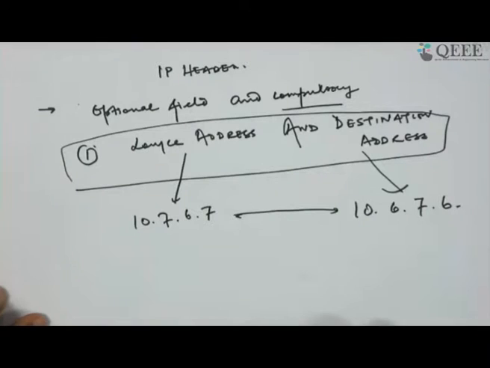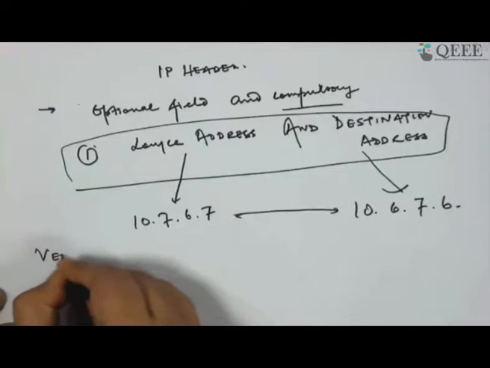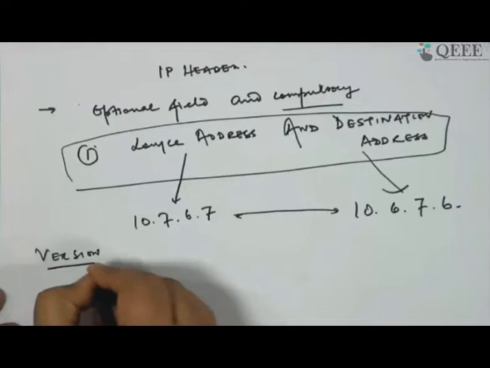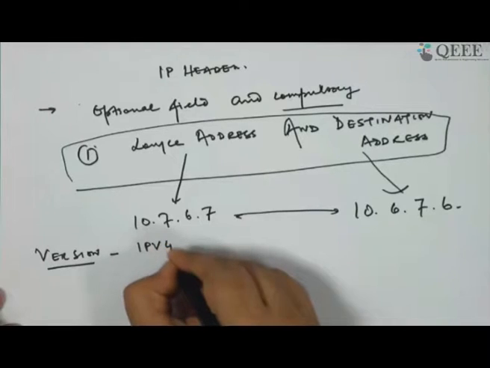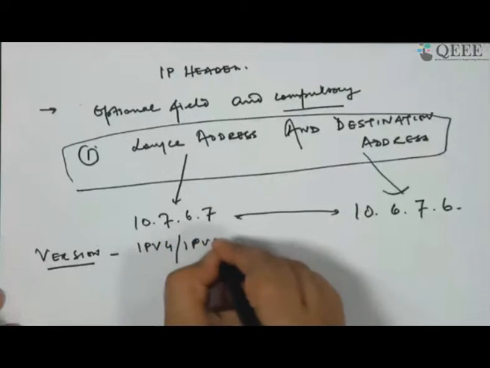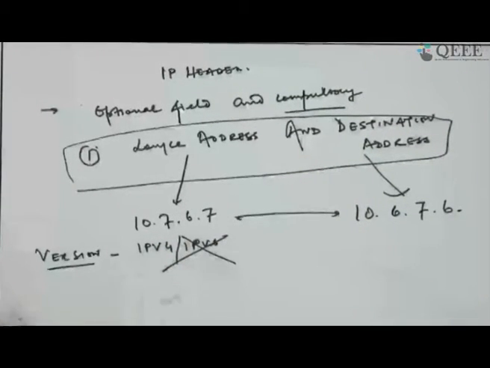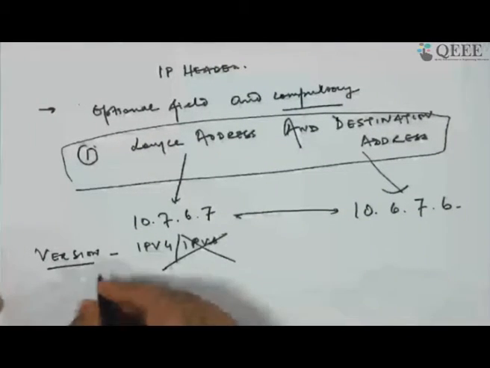Now let us come to the other fields one by one. The first field is the version, which tells whether it is IPv4 or IPv6. Here, by default, everything is IPv4. I have told you previously also that although IPv6 has been proposed, it is not really used. So next is IHL.